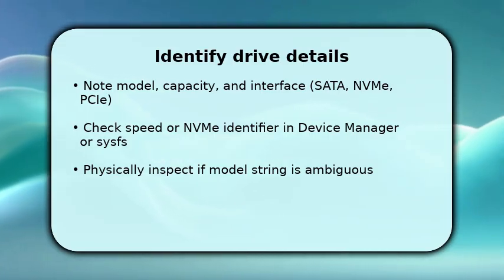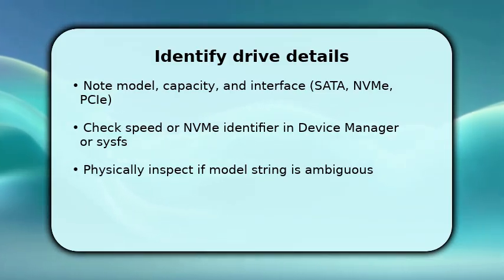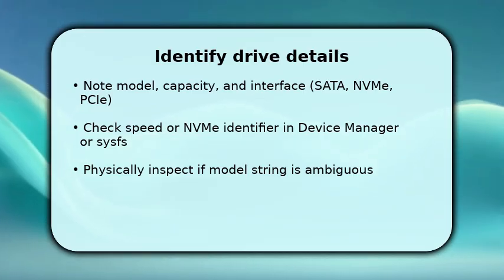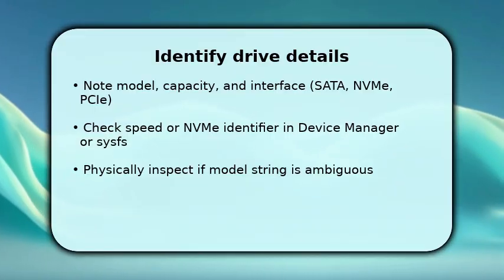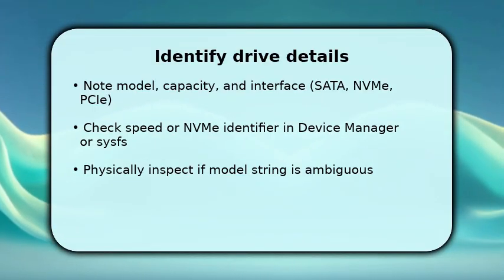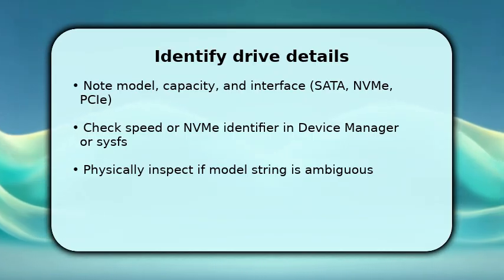On Windows, use Device Manager or a third-party utility to read SMART attributes. On Linux, check /sys/block or sudo smartctl -a. Make sure to correlate model numbers online only if necessary. If labels are unclear, plan a brief physical inspection to confirm form factor and connector type.